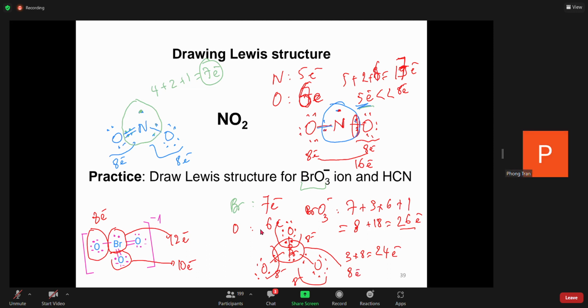So the correct answer would be this structure. You put 1 negative charge outside, like this one. Is it okay?